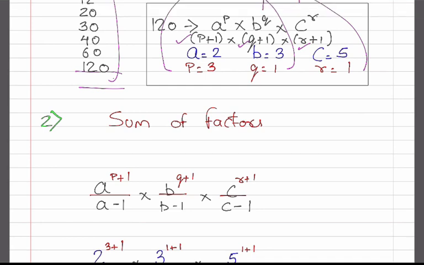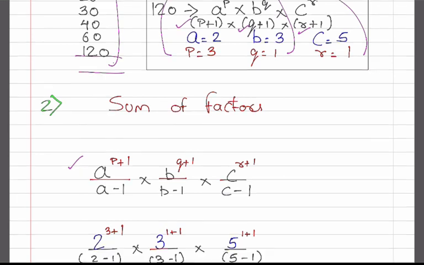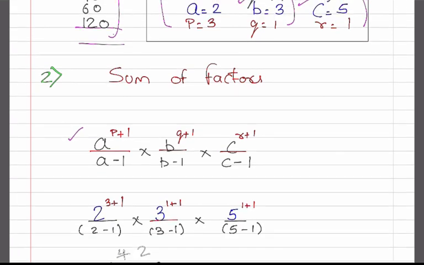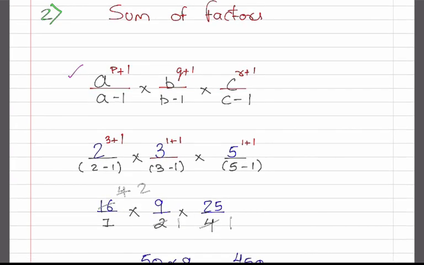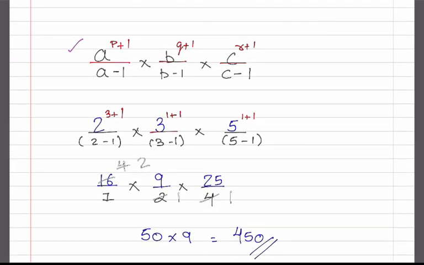Since we have written the number in the form a raised to p, b raised to q, c raised to r, the sum of the factors is (a raised to p plus 1 minus 1 upon a minus 1) into (b raised to q plus 1 minus 1 upon b minus 1) into (c raised to r plus 1 minus 1 upon c minus 1). I already know a is 2, b is 3, c is 5. So 2 raised to 3 plus 1 upon 2 minus 1, 3 raised to 1 plus 1 upon 3 minus 1, 5 raised to 1 plus 1 upon 5 minus 1. If I cut it, I get 15 into 4 into 6, which is nothing but 360, my sum of the factors. So in case you are asked the sum of the factors, use the formula: write the number in terms of prime numbers, write it in the form a raised to p, b raised to q, c raised to r, and find the final answer.